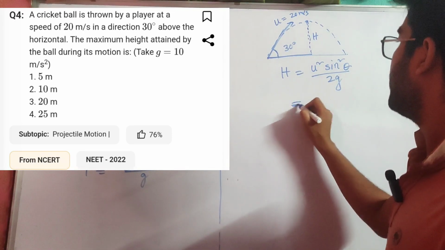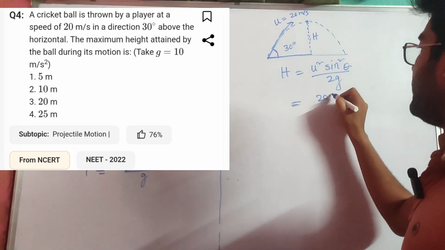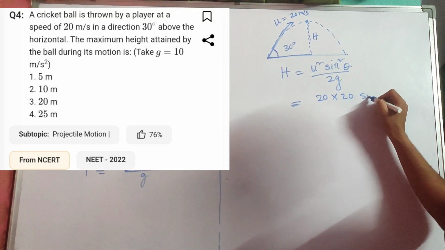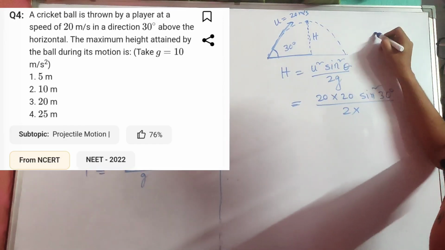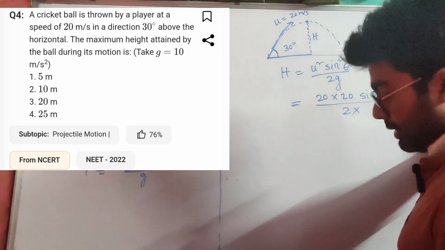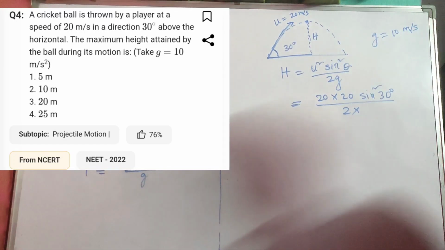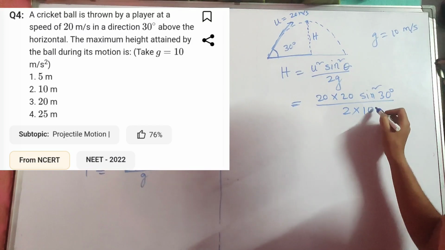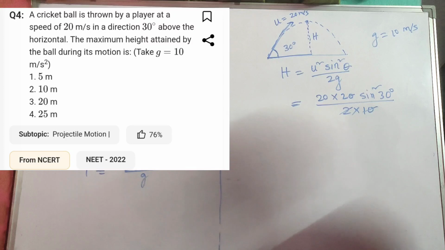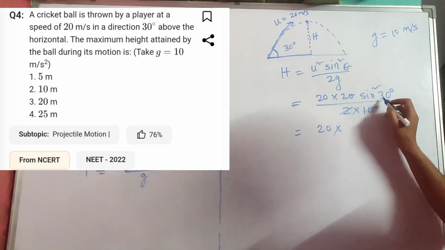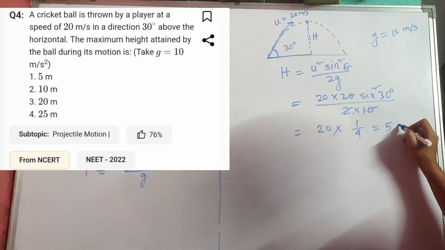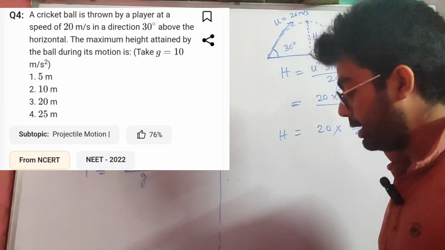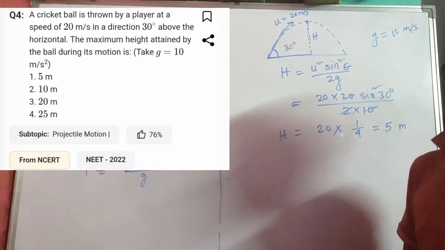We know from the given value, u means 20. 20 square means 20 into 20, sin square 30 degrees by 2g. Here g equals 10 meter per second, not 9.8, since the given value is 10 meter per second. That means 20 into sin 30 degrees means half, whose square means 1/4. That means 5. The 5 meter is the highest point of the ball. Option number 1 is the right answer.